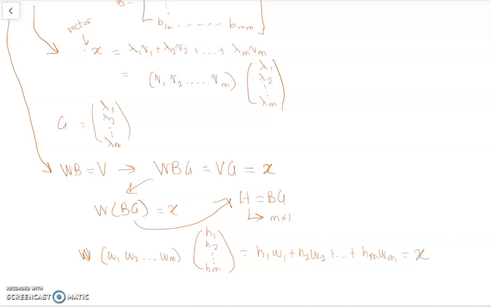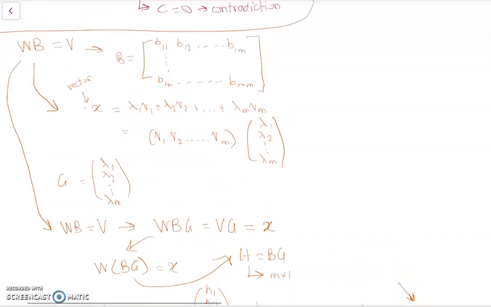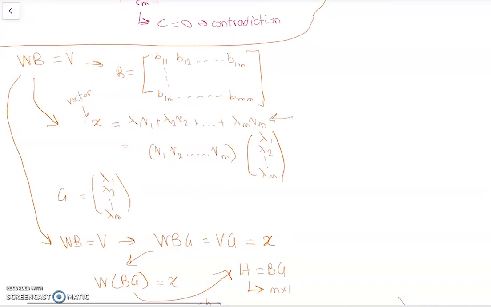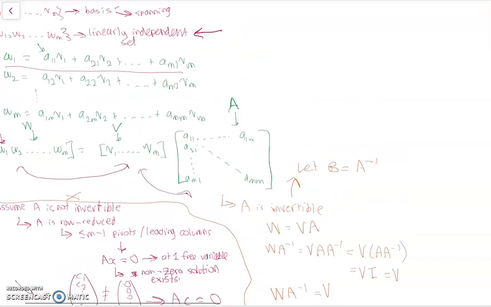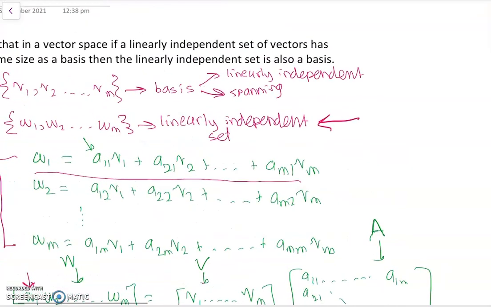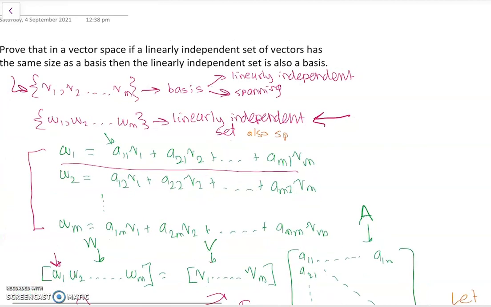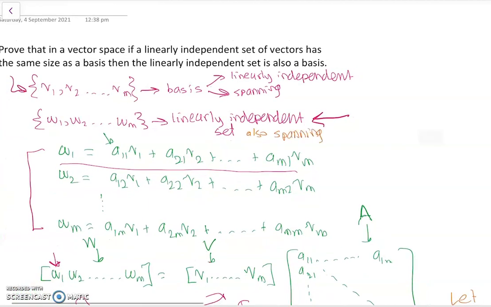This shows that no matter what x is, we first use the linear combination of v's to get x, and this can be converted, by multiplying matrices B and G, into a linear combination of the w's that gives x. So this is sufficient to prove that W is a spanning set. So W is also spanning, and this proves that the W's form a basis.